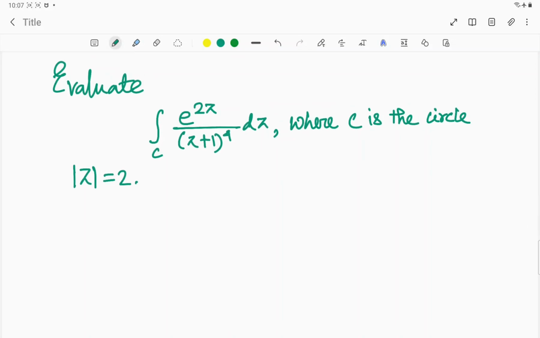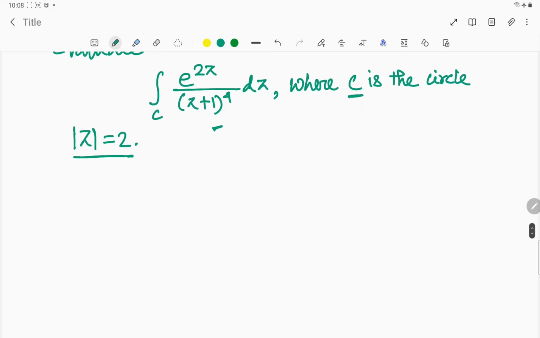Today I shall show you the evaluation of an integral using Cauchy's integral formula and something derived from Cauchy's integral formula. Here you can see I have to evaluate this integration in the C region: e to the power 2z divided by (z plus 1) whole to the power 4 dz, where C is the circle mod z is equal to 2.